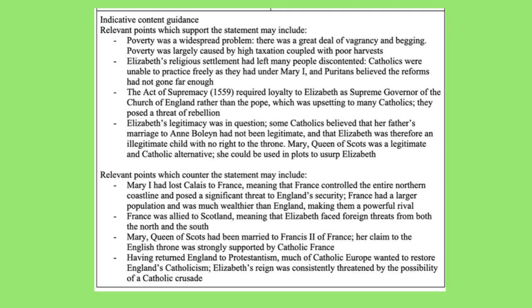So, for example, if you decided to support the statement, you could make a point that the religious settlement posed a domestic threat to Elizabeth. Your evidence could be the Act of Supremacy because that required loyalty to Elizabeth rather than the Pope. And then to explain that, you can say that that upset many Catholics and that potentially that posed a threat of rebellion.